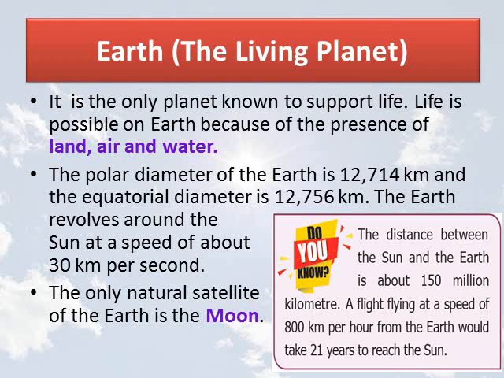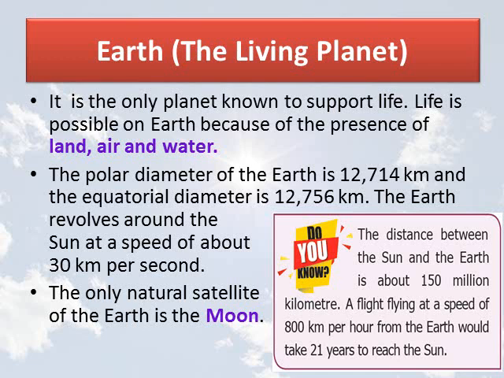The polar diameter of the Earth is 12,714 kilometers and the equatorial diameter is 12,756 kilometers. What is the diameter of the Earth? In the polar region, it is 12,714 kilometers and at the equator, it is 12,756 kilometers. The Earth revolves around the Sun at a speed of about 30 kilometers per second. So it travels around 30 kilometers in 1 second.